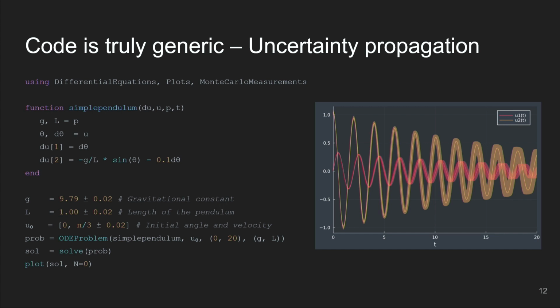I add plus minus some uncertainty here. And I do that to all my parameters. I solve it again, no change here. And the plotting package once again understands how to plot uncertain numbers. So now there are uncertain numbers inside the solution, and we get some ribbons on our plot indicating that in the beginning there is very little uncertainty, but as time goes by, the frequency of the pendulum is slightly uncertain due to the uncertain length.